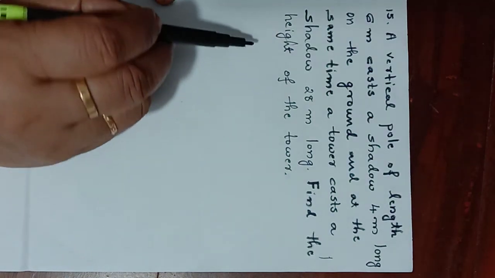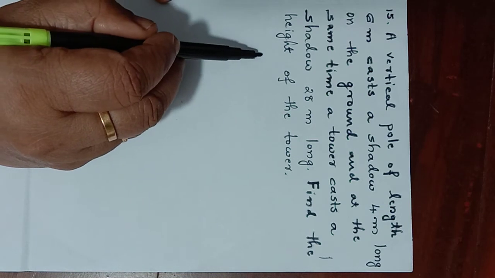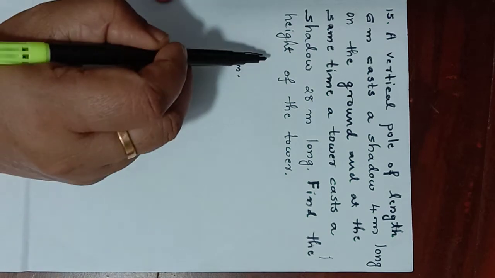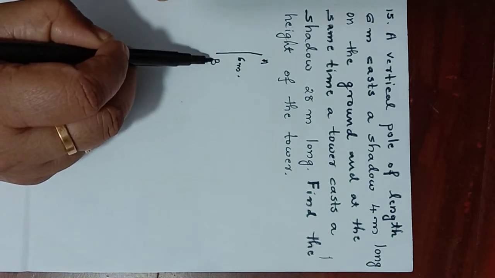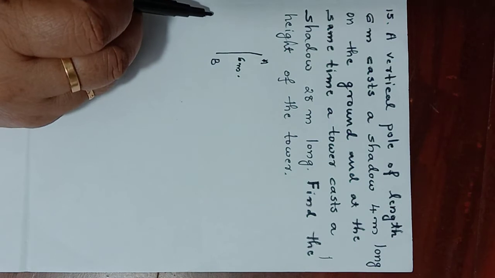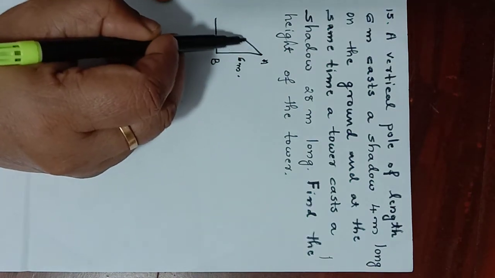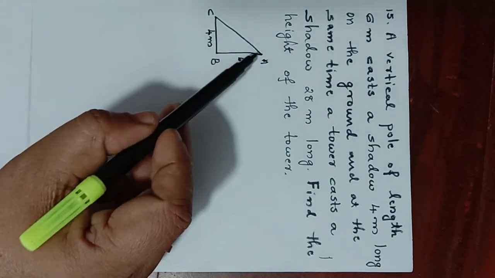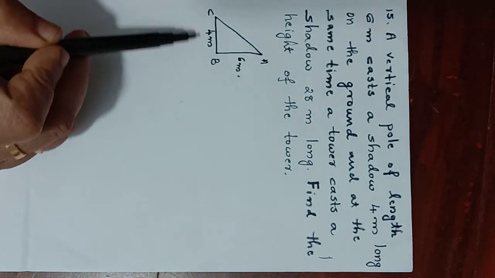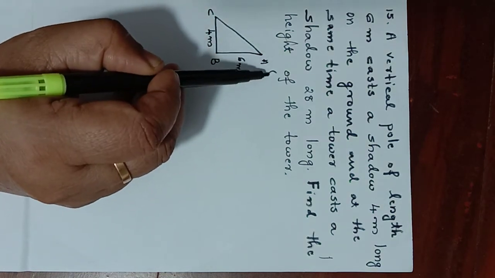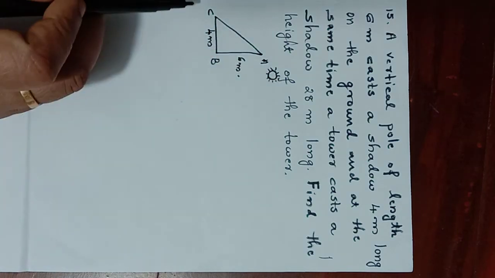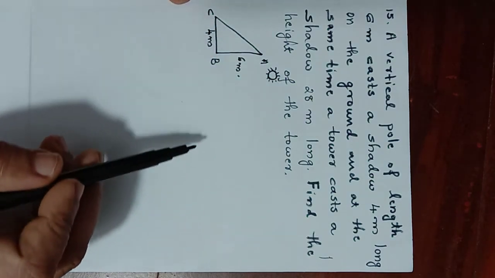So how is it? A vertical pole of length 6 meter. Pole's height is 6 meter here. Let me consider it as AB. Casts a shadow 4 meter long, smaller than that. Okay, let us call it BC, 4 meter. So AB's shadow is on the other side as BC. So the sun's position will be here actually. Therefore on the opposite side we are getting the shadow.